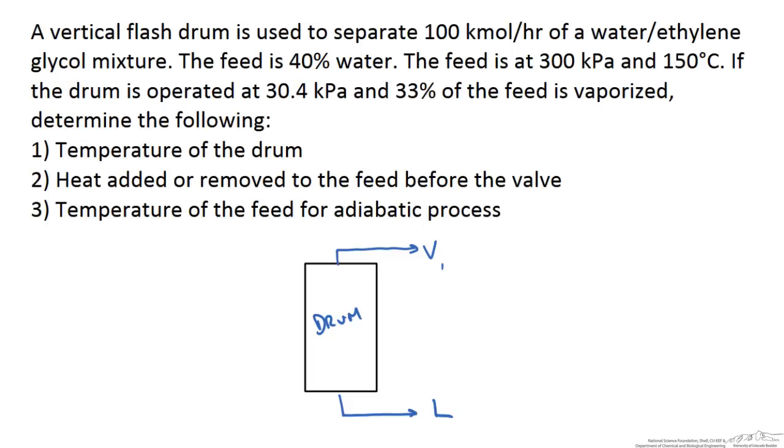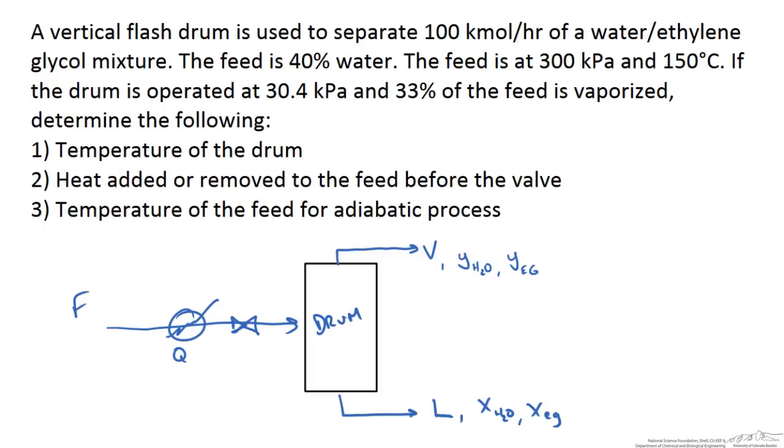This vapor stream is going to have some mole fraction of water and some mole fraction of ethylene glycol. This liquid stream will have some mole fraction of water and some mole fraction of the ethylene glycol. We have a feed coming into the drum that goes through a valve that causes it to flash, and we may have some kind of heater, it looks like, that is going to be before the valve to heat or take away heat from the incoming line.